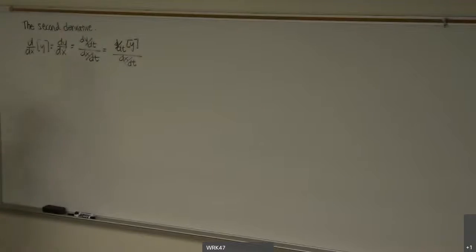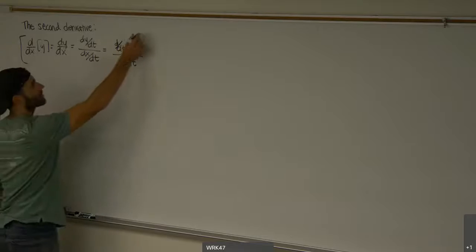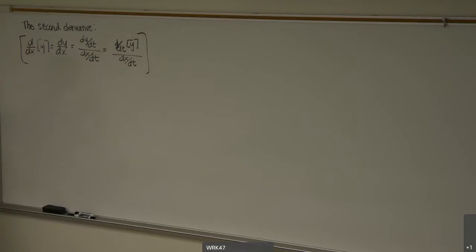Because why do I write it like this? Is because when we're actually looking for the second derivative, we are really trying to understand this: the derivative of the derivative, d dx of dy dx. The derivative of the derivative.